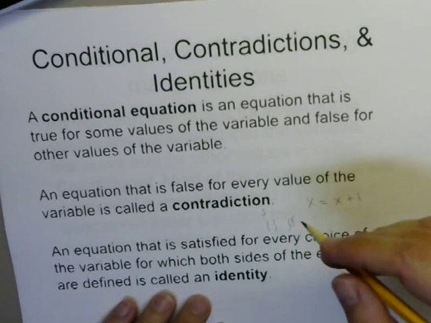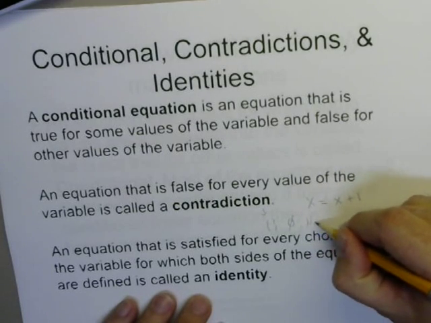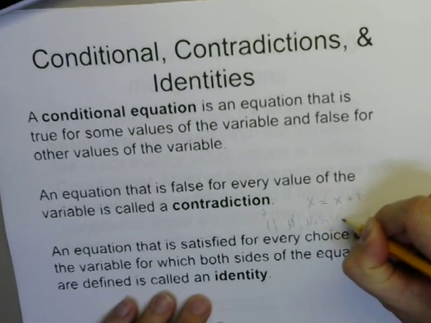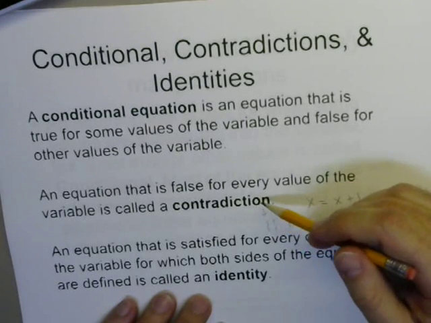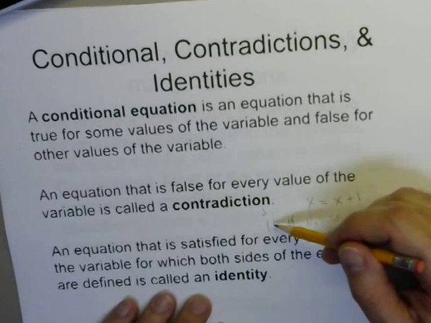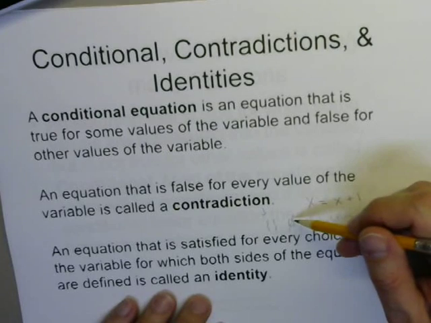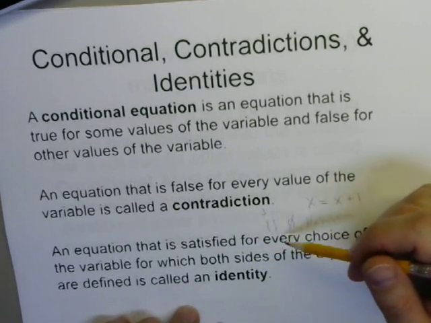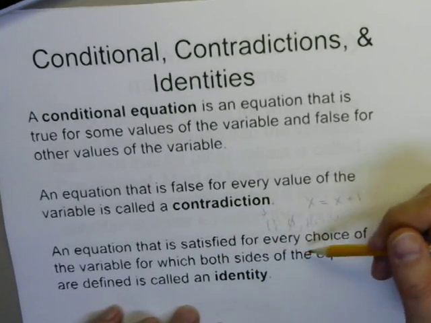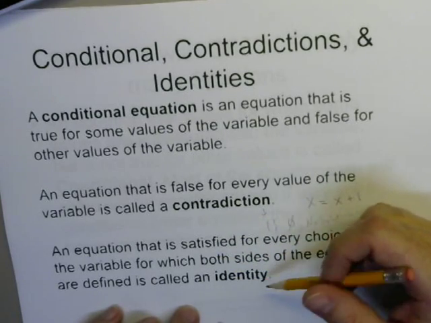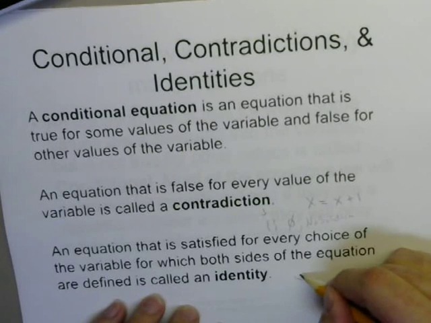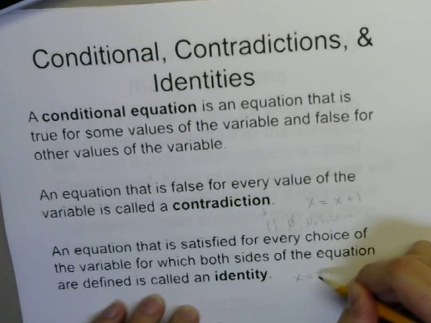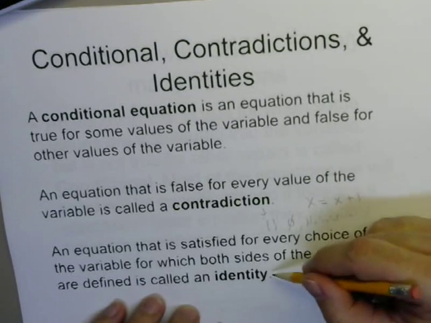There's no solution, or if you write no solution on the exam or something like that, that would be fine. So for equations like this, if you write contradiction or the empty set or no solution or something like that, that would be fine. And then an equation that's satisfied for every choice of variable for which both sides of the equation are equal is called an identity. An example of something like that, like we've already seen, would be x is equal to x. X is equal to itself. And so an equation like this is called an identity.